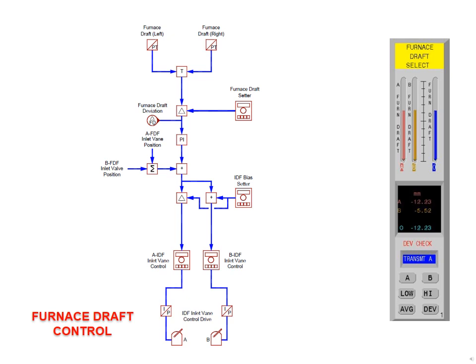The actual furnace draft is compared against the set point from the furnace draft setter. The error signal, or the furnace draft deviation, is sent to a proportional integral block. The output of that PI block is trimmed by the inlet vane positions of the forced draft fans. The operator can bias these signals between the two ID fans with the ID fan bias setter. The signals are sent to the respective induced draft fan inlet vane controls, and from there to the drives.